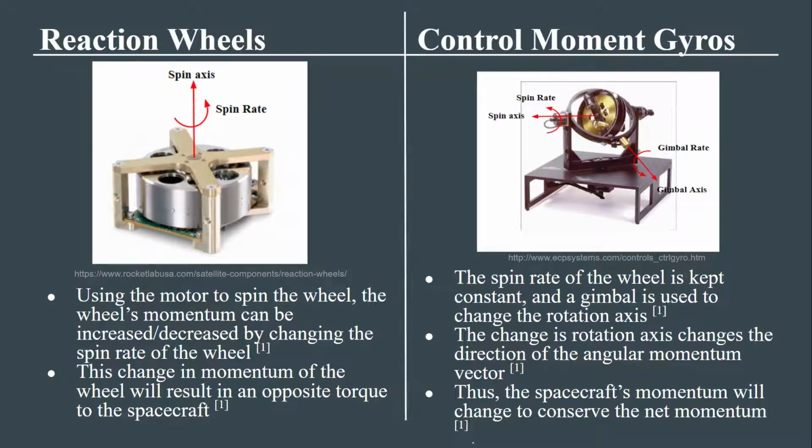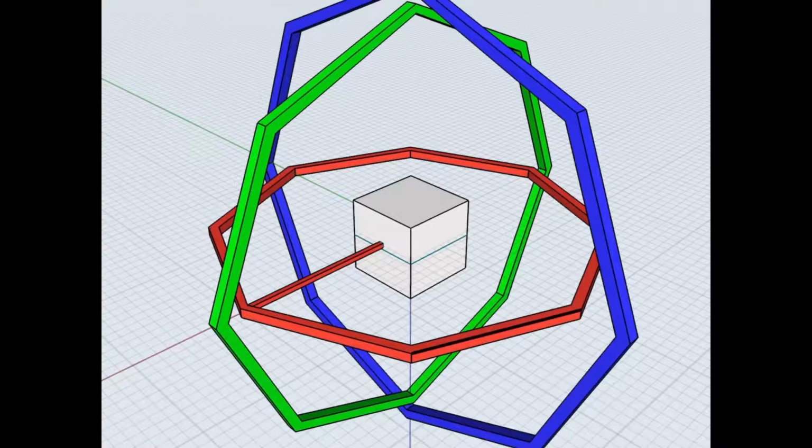Gimbal lock is the condition in which, when using Euler angles, two of the Euler axes become aligned, and command input into one or more of the axes will fail to yield the desired angle changes. For example, with this diagram of a gimbal system, we have three Euler axes of rotation.